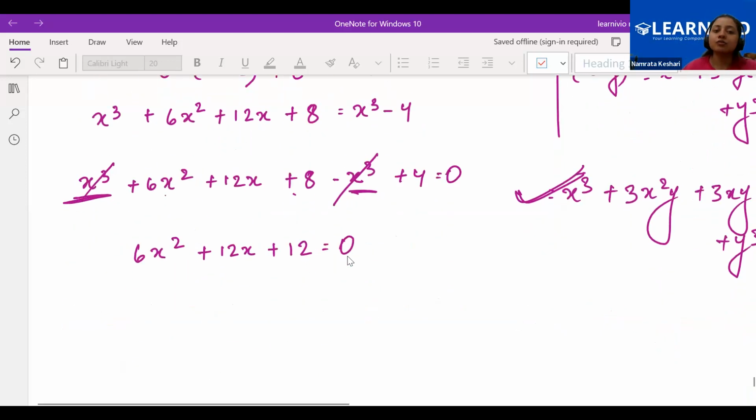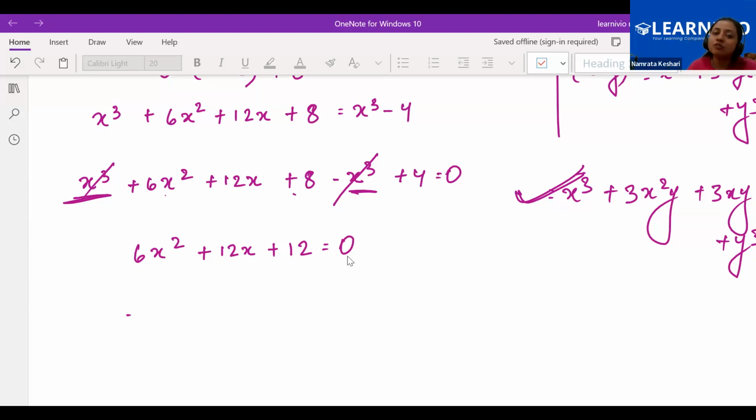Okay. Now we can take a common factor and shift the number to the other side, but even without taking a common factor, can you see, is it a quadratic equation? Again the question is the same. Is it a quadratic equation? Yes, it's a quadratic equation. 6x square plus 12x plus 12 is equal to 0. It's a quadratic equation.